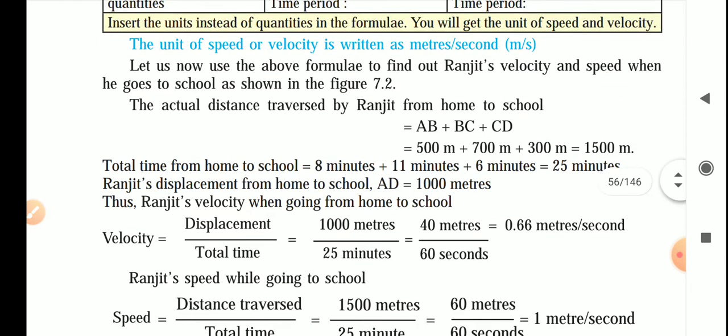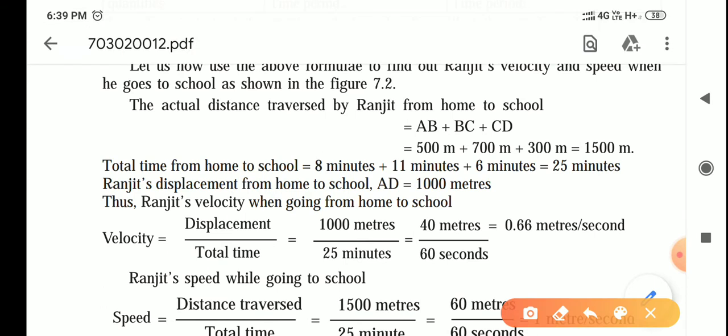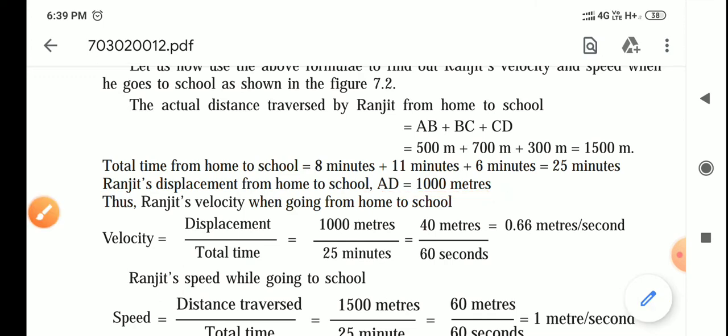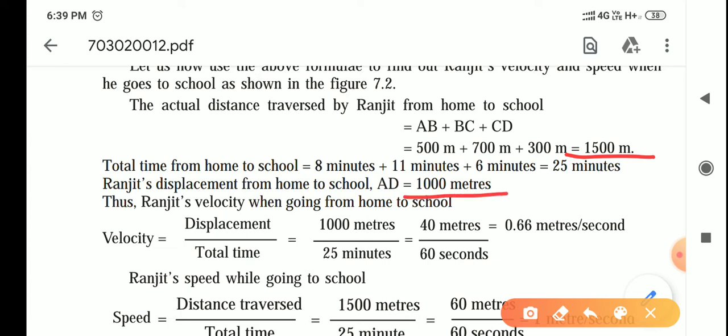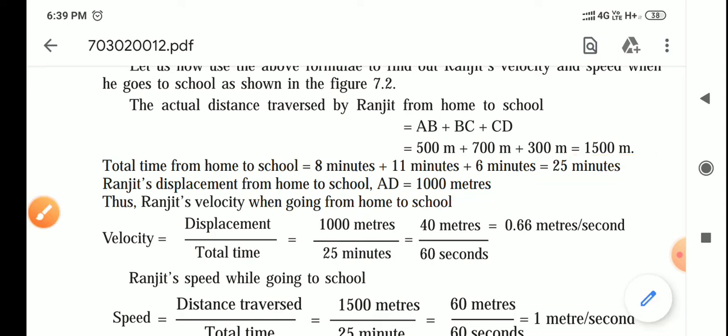Now Ranjit's displacement from home to school is AD, which is shown in dotted lines in the example. So AD is equal to 1000 meters. So we know the distance, which is 1500 meters. We know the displacement, which is 1000 meters. We already know the total time, which is 25 minutes.